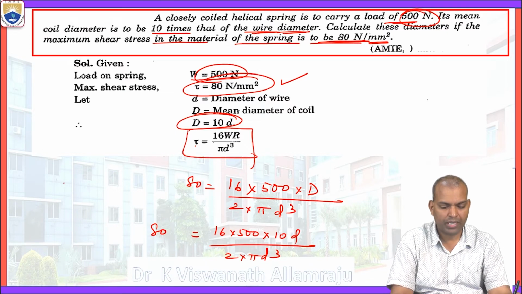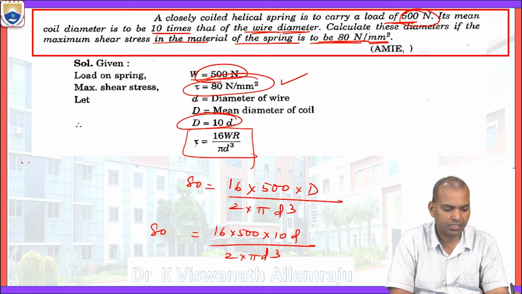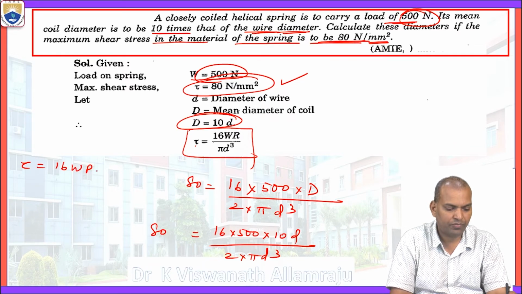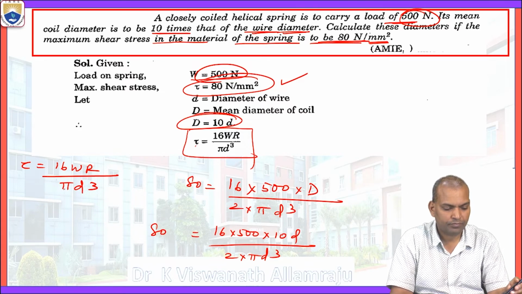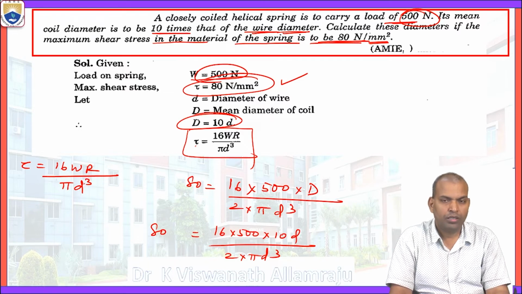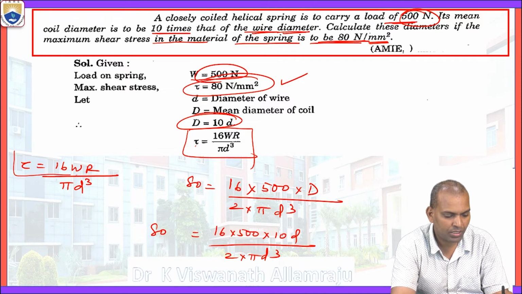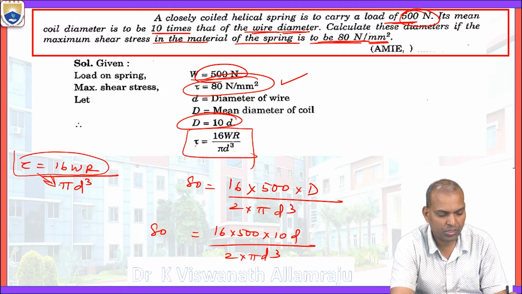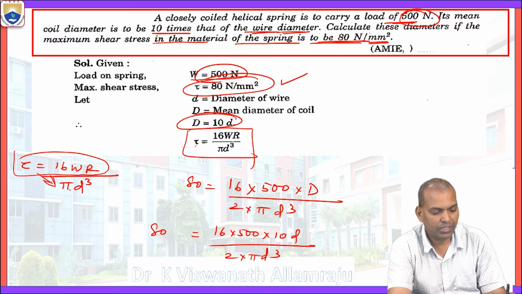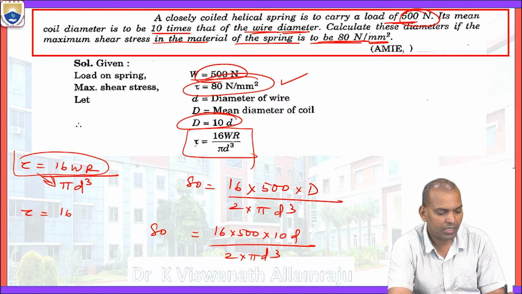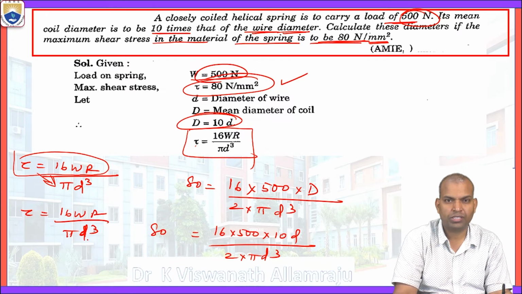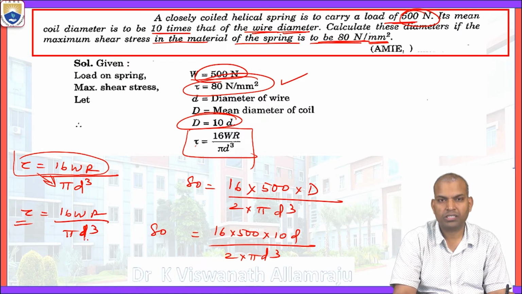Now, very important, let us discuss the formula of shear stress: 16 times WR by pi d cube. The shear stress is proportional to the load W and the mean radius R, whereas with the mean coil diameter it is inversely proportional. So if you draw the graph, as the mean coil diameter increases, the shear stress decreases, the effect of the shear stress decreases.